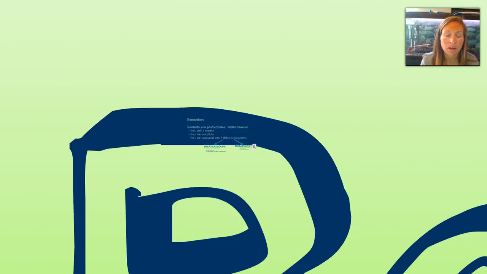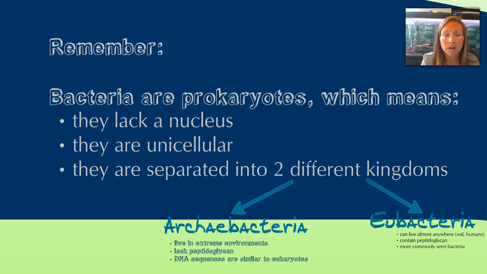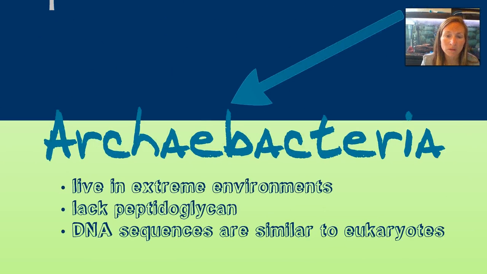Now, let's start talking about bacteria. We have to remember that they are considered prokaryotes, which means they are unicellular, they do not have a nucleus, and they are separated into two different kingdoms. There are some small differences between the Archaebacteria and the Eubacteria. The Archaebacteria live in extreme environments. They lack peptidoglycan in their cell walls, but their DNA sequences are very similar to that of a eukaryotic cell.